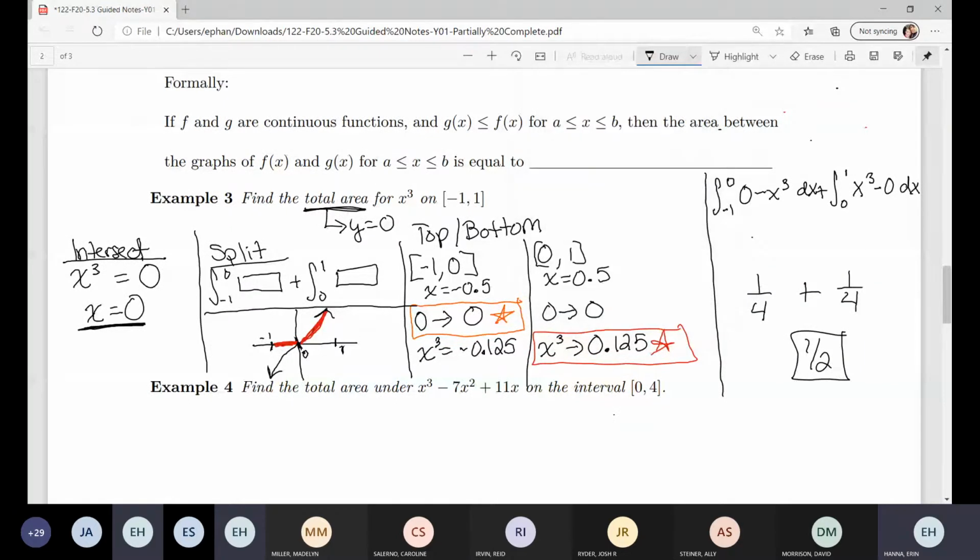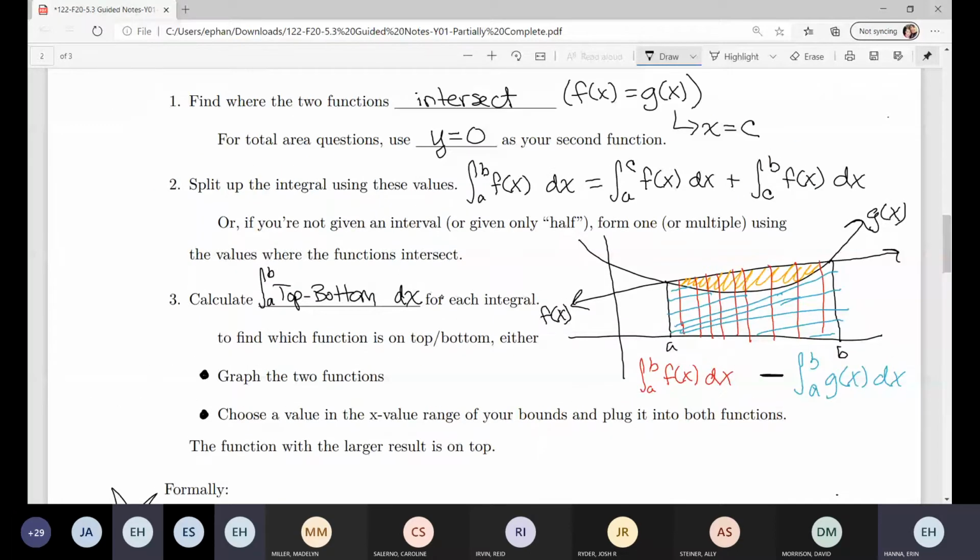So remember, we're essentially finding area between two functions. Now we kind of skipped over this formal piece, so in case you are filling out those notes, I'm going to go over that really quick. But essentially, it covers in less generality what this covers up here.